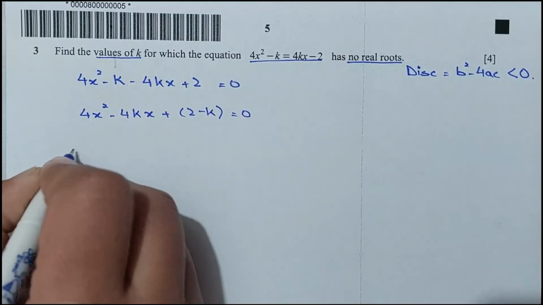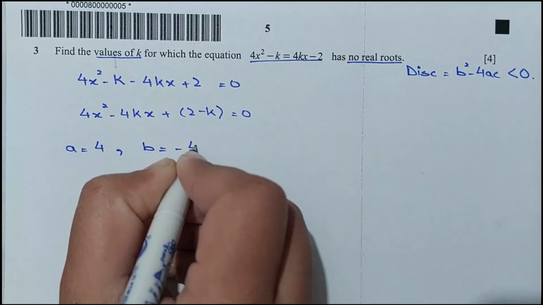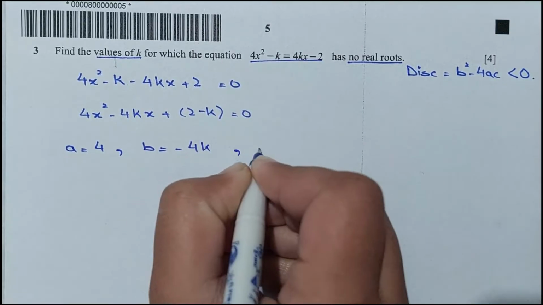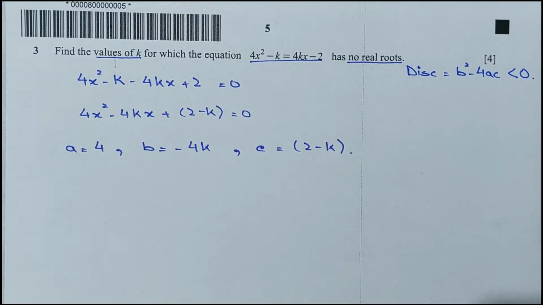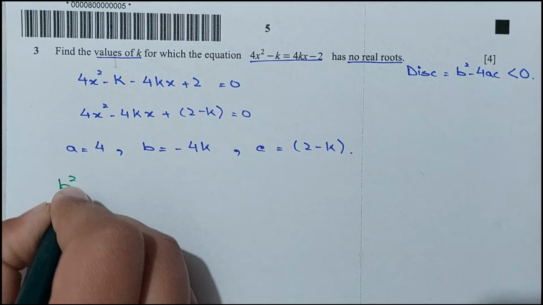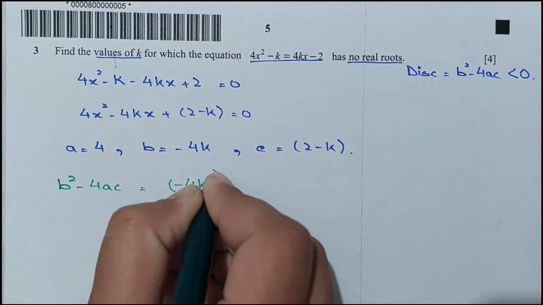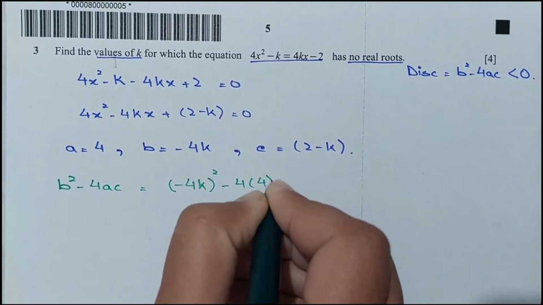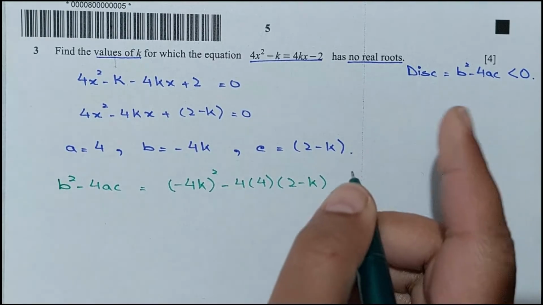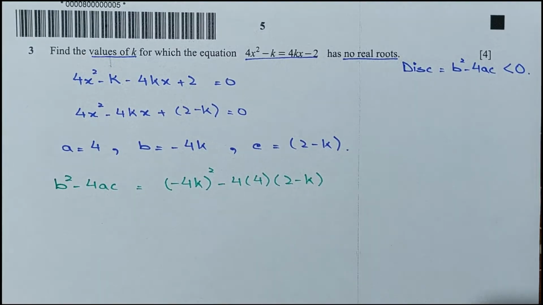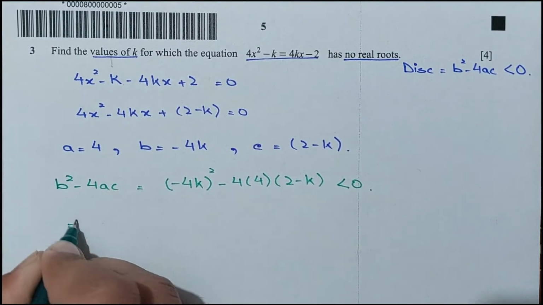right? So the a term is 4, the coefficient of x squared, the b term is minus 4k, the coefficient of x, and the constant term is 2 minus k. Alright, let me solve the discriminant, which is b squared minus 4ac. So the b term is 4k, its square, minus 4 times the a term, and the c term is 2 minus k. For no real roots, it should be less than 0.